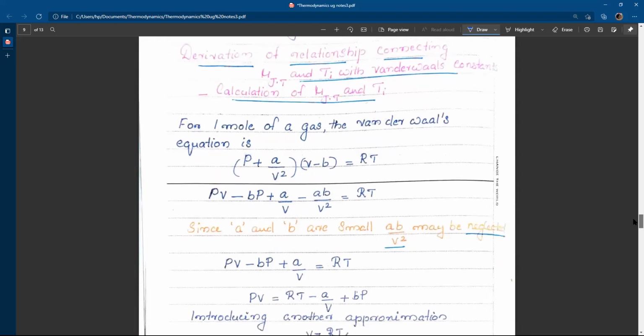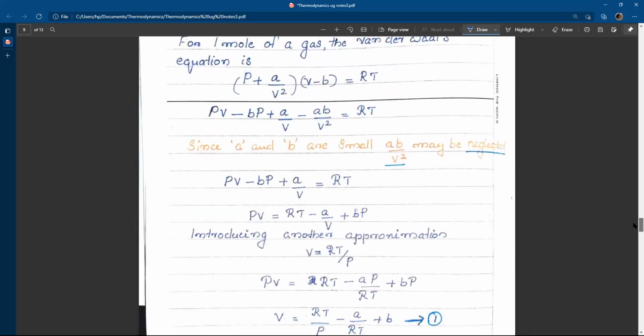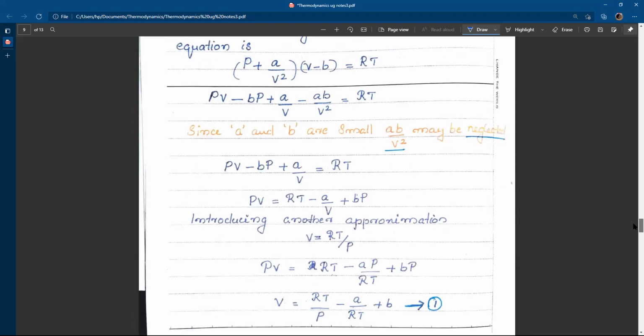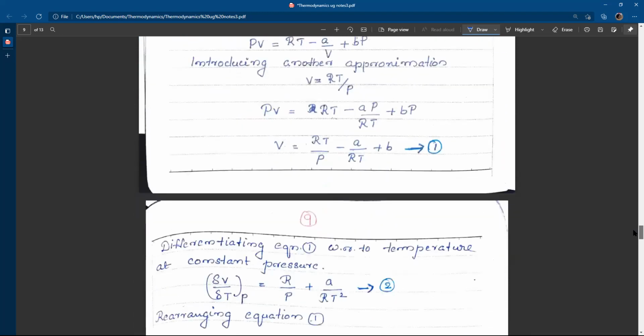Since b is very small, we can neglect ab/V². So PV − bP + a/V = RT. So PV = RT − a/V + bP. And we are introducing another approximation, V = RT/P. So PV = RT − aP/RT + bP. So V = RT/P − a/RT + b.